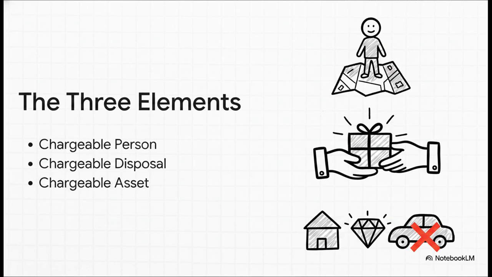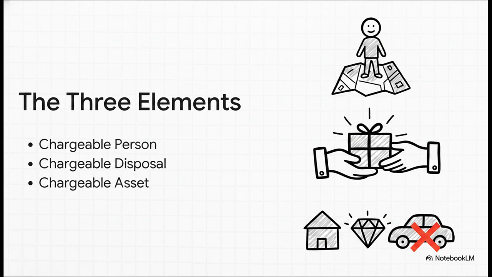Element number 1 is a chargeable person. Usually, this means an individual who is resident in the UK at the time of disposal, though keep in mind there are some exceptions for non-residents holding UK property. And please note deliberately here, companies do not pay CGT, they pay corporation tax on their chargeable gains, so don't mix those up.